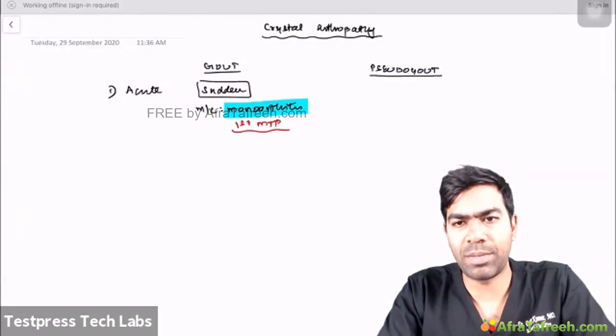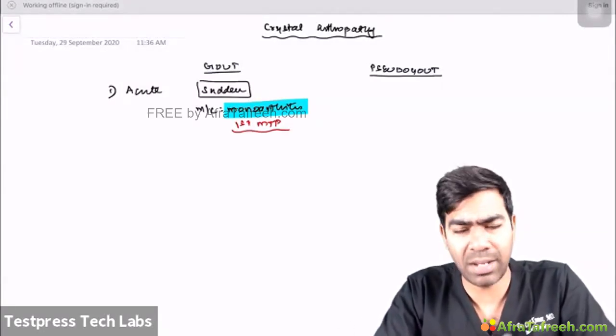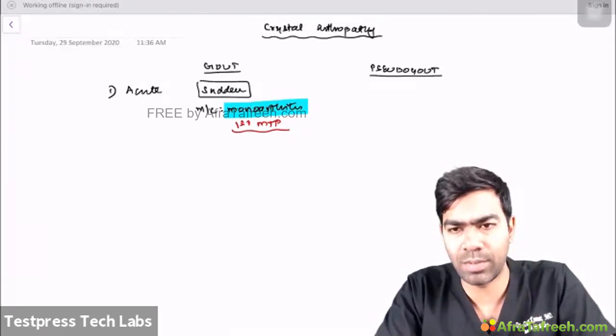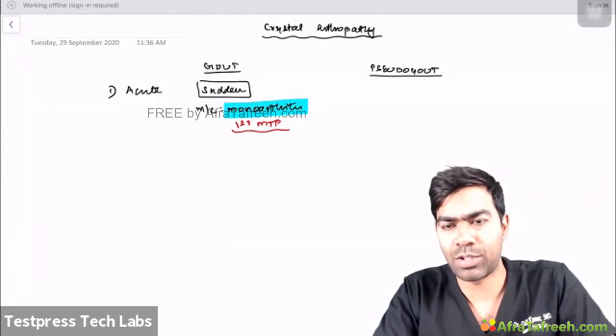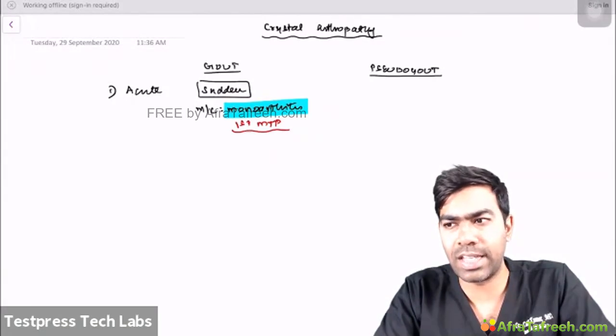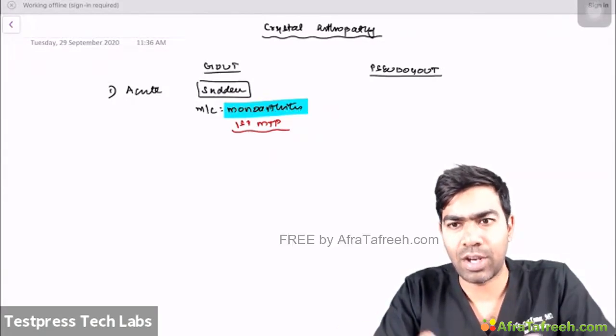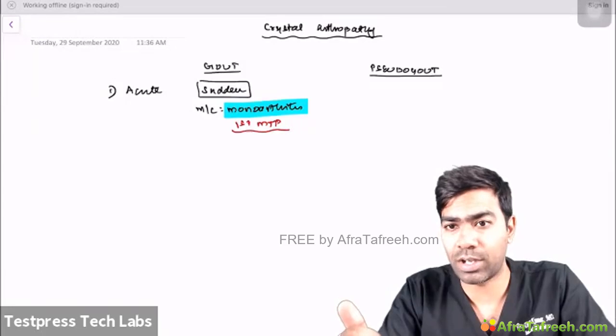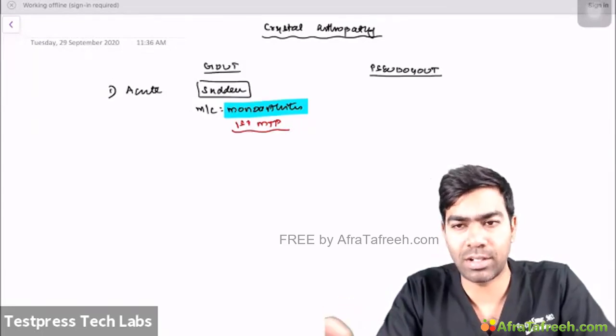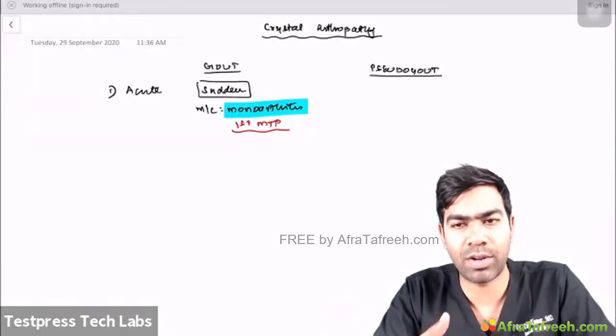Remember, this first MTP joint is the first joint to be involved in gout in more than 90% of the cases, which means any patient with gout, the first attack usually will be involving the first MTP joint. That's why when you think about a gouty arthritis, even if there is a recurrent arthritis, you always have to ask the history of first MTP joint involvement. Even in the past, maybe 2 years back, 3 years back, they would have had first MTP involvement.